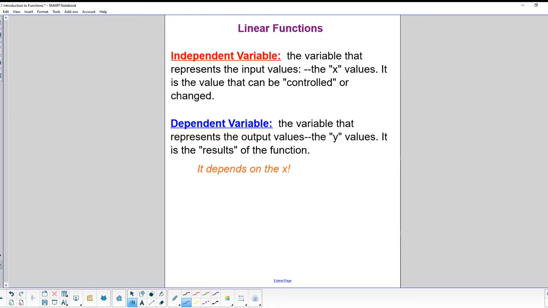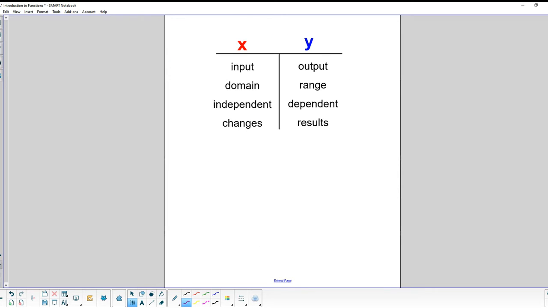Okay, we have this idea of independent and dependent variable. The variable that represents the input values, the x values, is the value that can be controlled or changed. We get to choose what number to put in. So that's why it's called the independent variable. On the other hand, the dependent variable, the y value, represents what we get out of the function after we have an input. These y values are kind of dependent upon what we put in for x. And so that's why they're called the dependent variable.